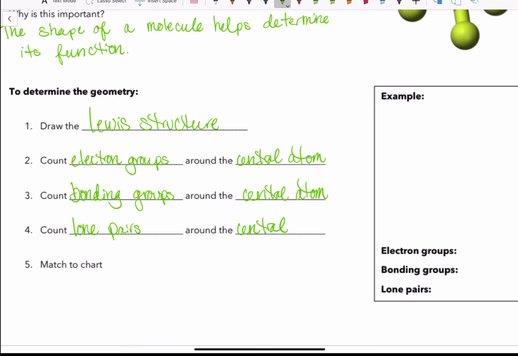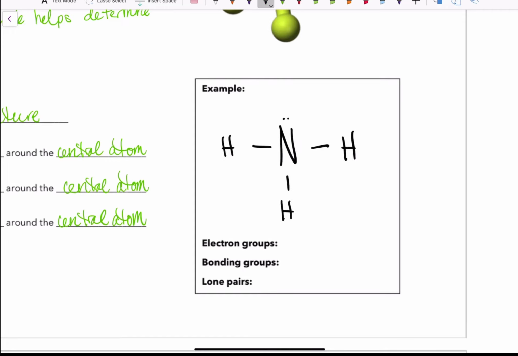Right now, you are probably only familiar with and comfortable counting lone pairs around the central atom. So we need to talk about bonding groups and electron groups and how to do that. We're going to do that with an example. Let's choose one that you're already comfortable with, which is NH3. So here's NH3. Let's count up our electron groups first. An electron group could be a lone pair or a bond around the central atom.